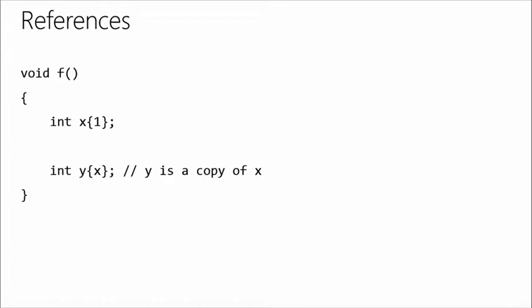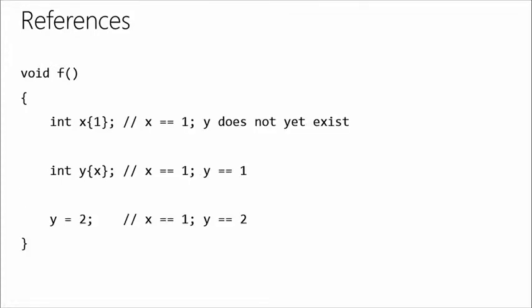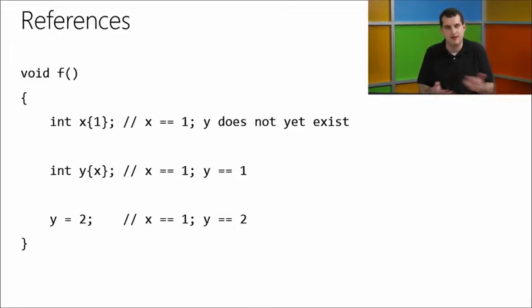So far, all of the things that we've seen have been objects. In this initial example, we had two objects, x and y, and they're completely independent. So we could change the value of y and it wouldn't affect x, even though we initialized y from x, because we were copying its value.